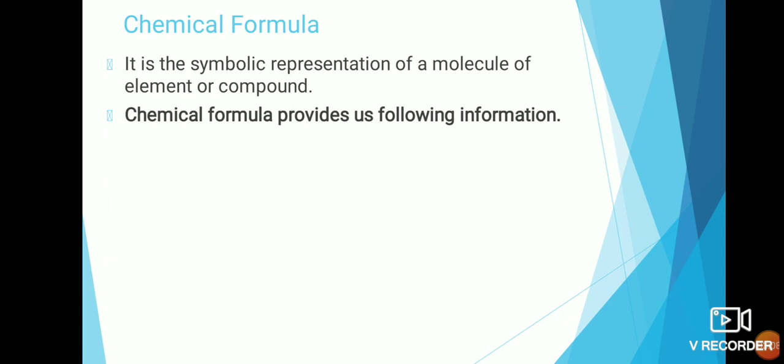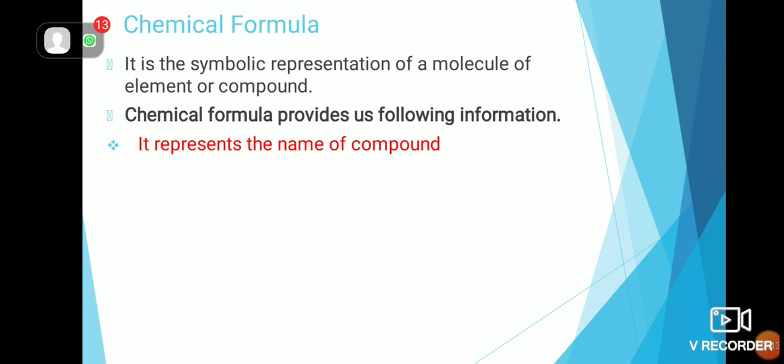First, let us understand what information a chemical formula provides. The first thing we come to know after looking at the chemical formula is it represents the name of the compound. Like if I say NaCl, from this you can clearly understand that I am talking about sodium chloride, that is common salt. If I say H2O, we are talking about water. If I say NH3, we are talking about ammonia.